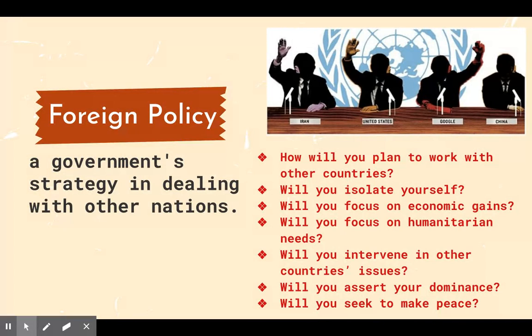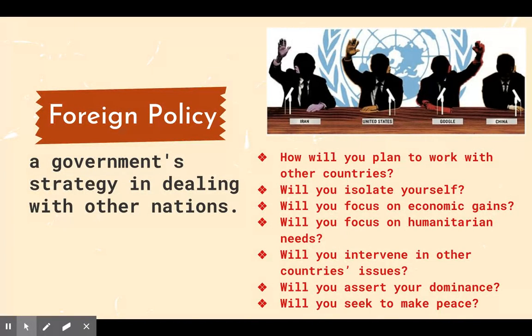Now, guys, our foreign policy has changed a lot over time. It's kind of like a roller coaster. Sometimes we are on the aggressive side. Sometimes we're on the let's just stay back. Sometimes our foreign policy changes because of a leader, and sometimes because of an event, and sometimes it just naturally changes over time. But here are some questions to think about when deciding what our foreign policy is going to be.